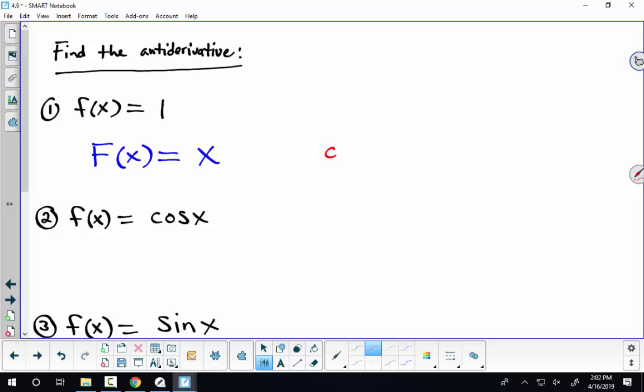Not all of these are that simple, but when you check, you're just checking: does the derivative of that capital F you found actually equal the given function? So that's how you can check these.